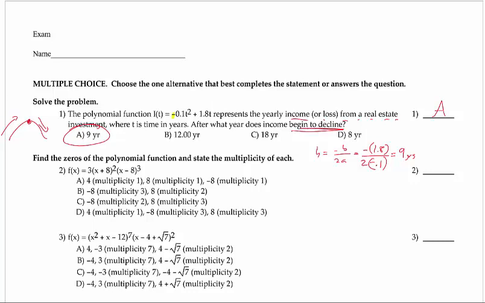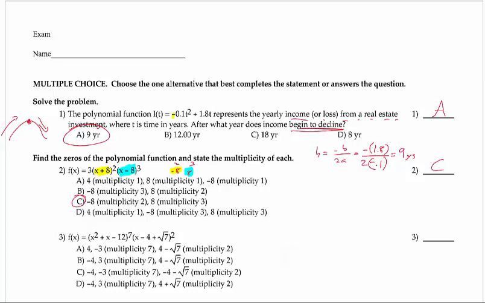Alright, and so for the next one, we simply go through everything and look at the zeros. Here we've got a 0 of negative 8, and that is a multiplicity of 2. And then right here we've got a 0 of positive 8, and that's got a multiplicity of 3. And so we just select the right one that corresponds with this, and that answer choice would be C.